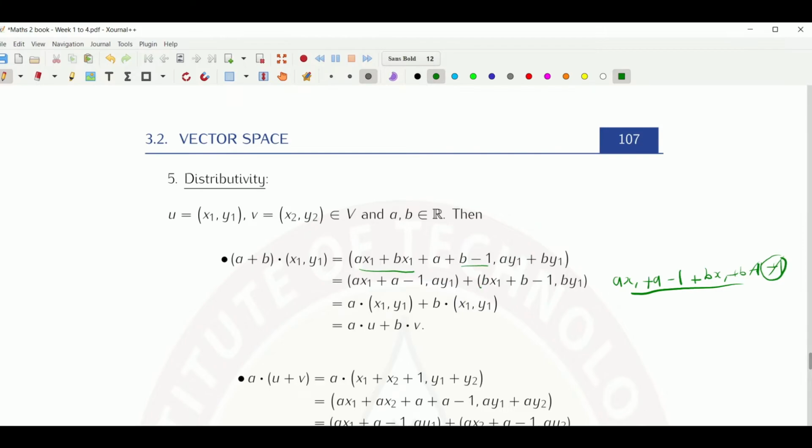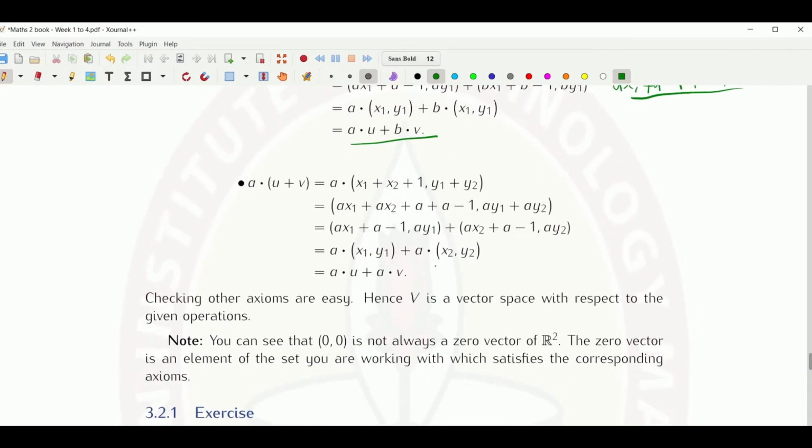Okay, and ay1, by1 will be a dot (x1, y1) and b dot (x1, y1). So a dot u plus b dot u. Distributivity is also fulfilled here.